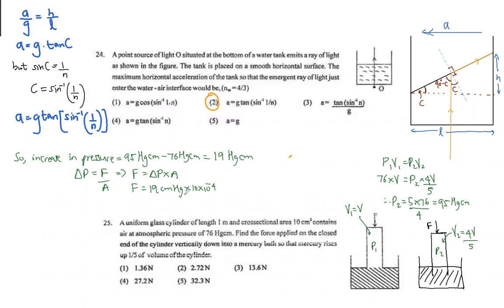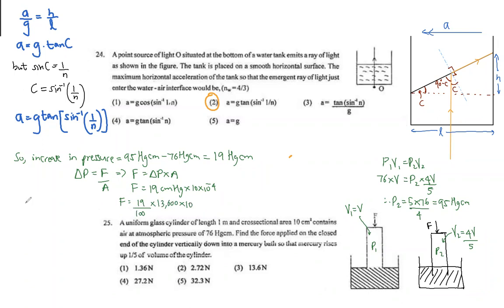Tell me, 19 centimeter mercury, how will you convert it to Pascal? Because this is in meter square, now we have to convert it into newtons per meter square. So I have to convert it to Pascal. What I can do is first convert it to meters, then multiply by the density of mercury and then multiply by 10.